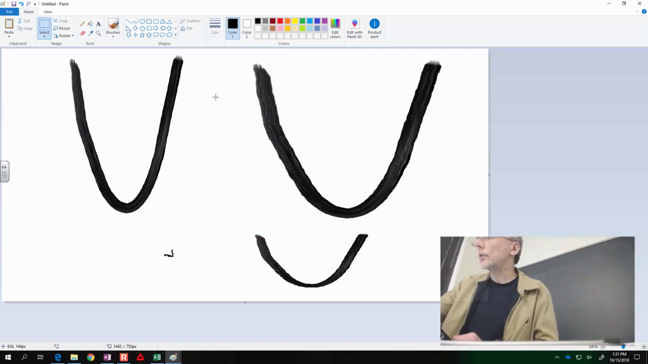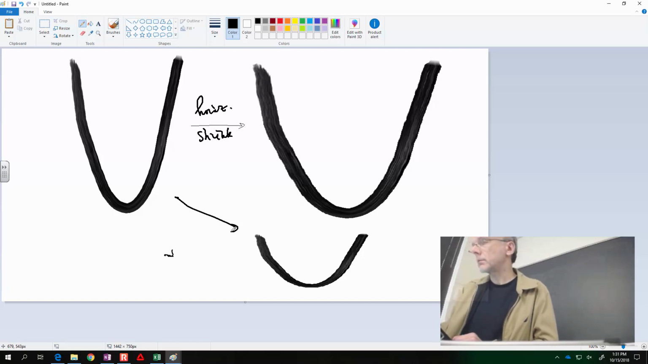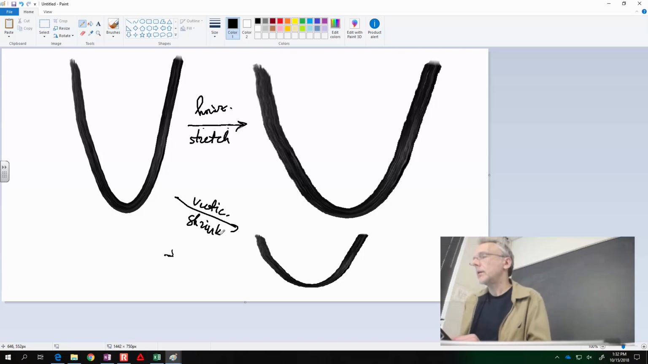parabolas. So once again, what has happened here is this one is horizontal shrinking, and this is horizontal stretching, and this is vertical shrink. And as I showed you, they match at least loosely.